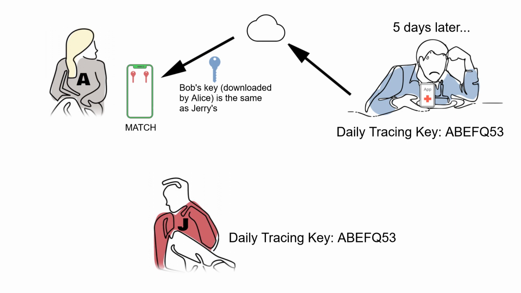In this case, this is a false positive because actually Jerry never had the disease and Alice was never in contact with Bob, who was the one that had the disease. But because Jerry and Bob shared the same daily tracing key in the 14-day period, it looks to Alice as if she was in contact with someone with the disease. By having a low false positive probability, we reduce the risk of this scenario becoming a reality.